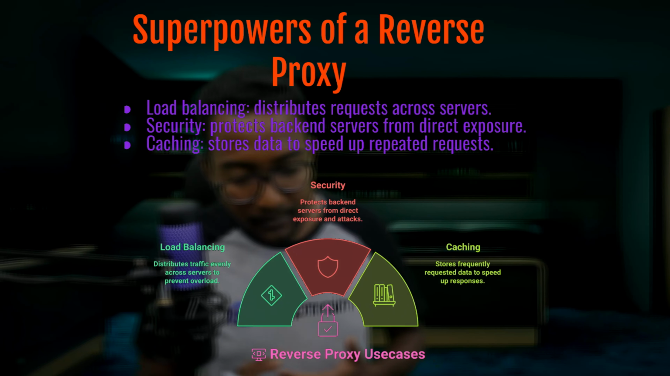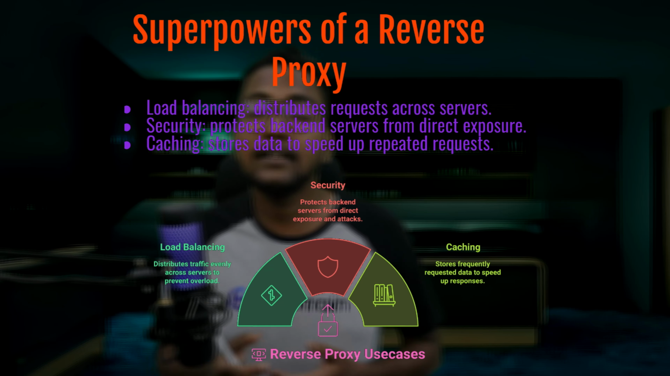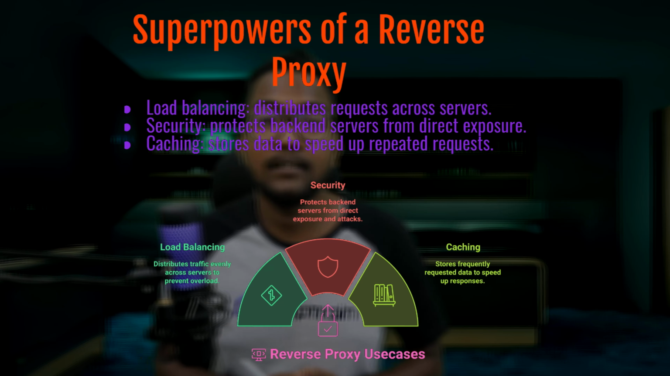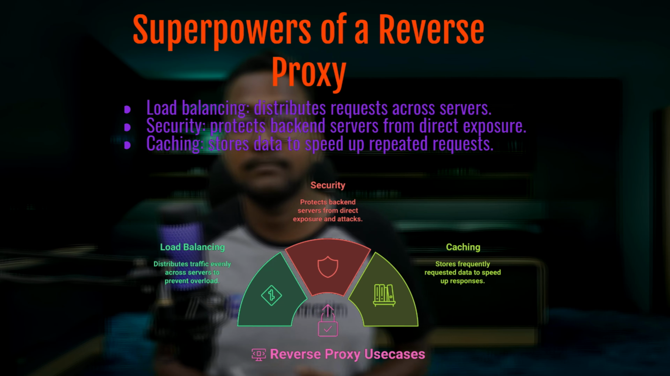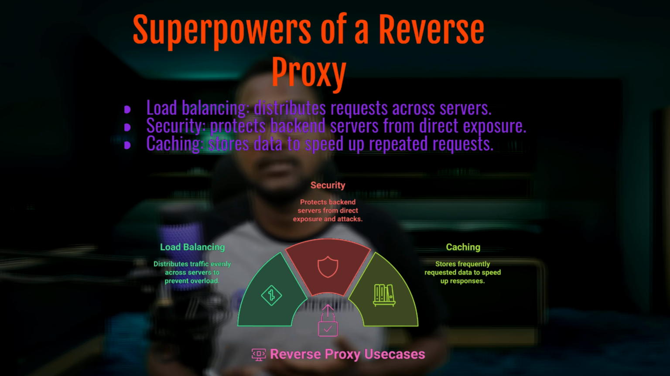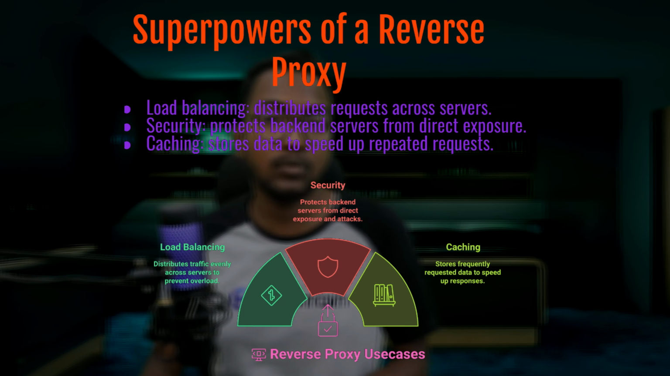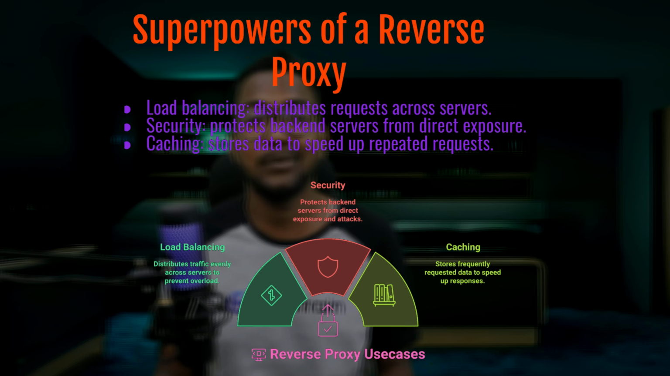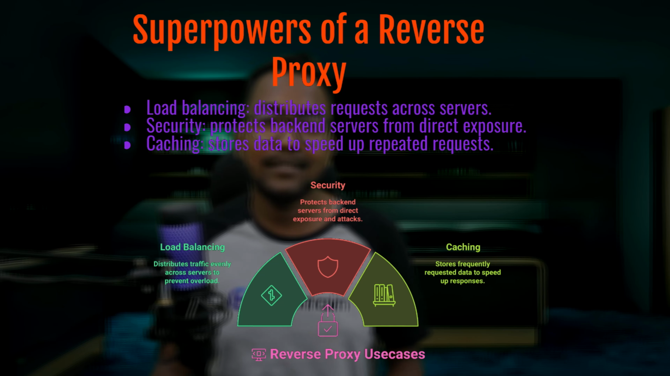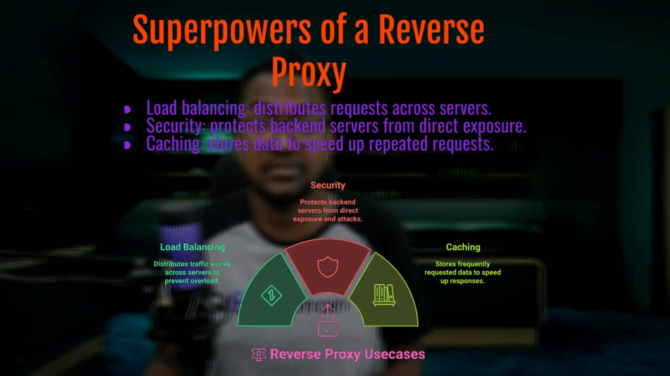Okay, now that we have introduced what a reverse proxy is and how it works, let's dive into the superpowers that make it such a crucial tool in backend engineering. The first superpower of a reverse proxy is load balancing. Imagine you are running a popular website with millions of visitors. Naturally, you don't want all of those requests to just hit one server, right? If that happens, the server might get overloaded, slow down, or even crash. So your site will go down.